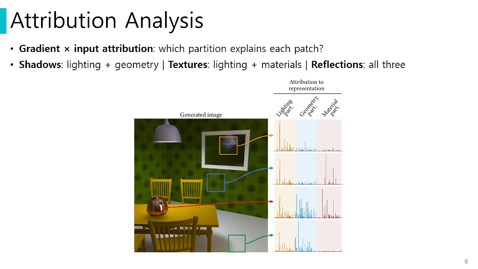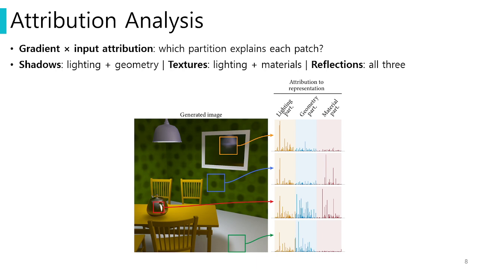Now we can use the separated representation for analysis. The question is, which part of the model explains a generated pixel? The authors used gradient times input attribution. In simple terms, they measure how much each output patch depends on each part of the representation.